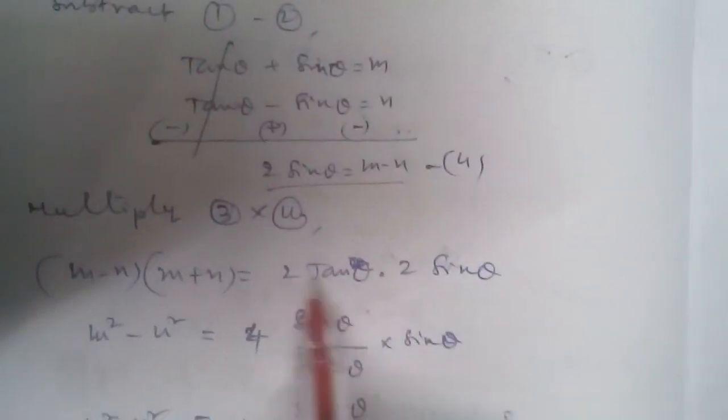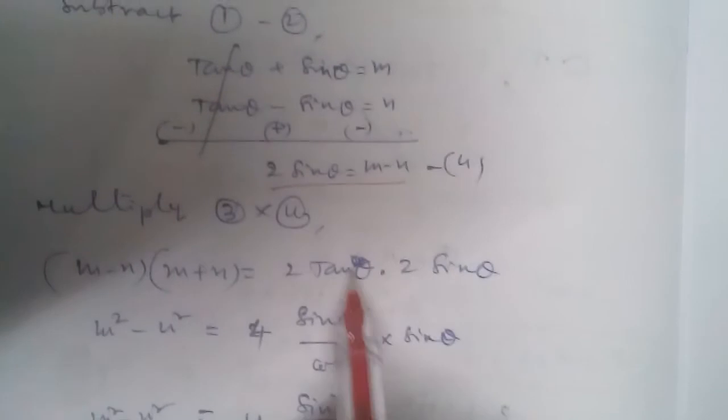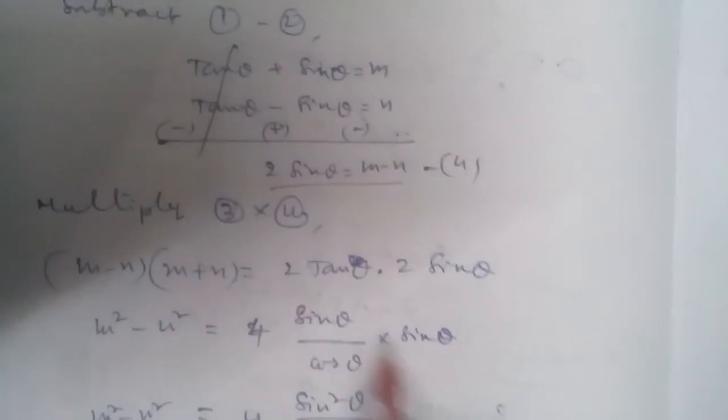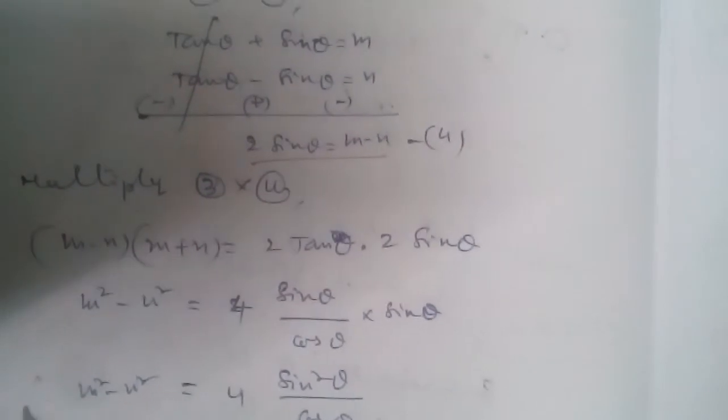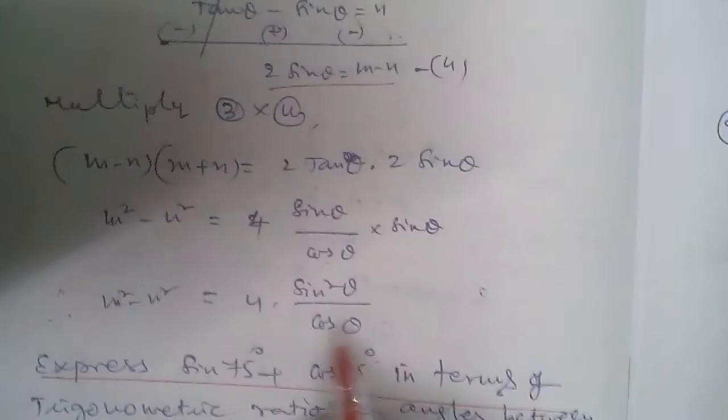a square minus b square. 2 tan theta into 2 sin theta, 2 into 2, 4. Tan theta means sin theta by cos theta, so sin theta into sin theta gives sin square theta by cos theta. Therefore m square minus n square is equal to 4 into sin square theta by cos theta.